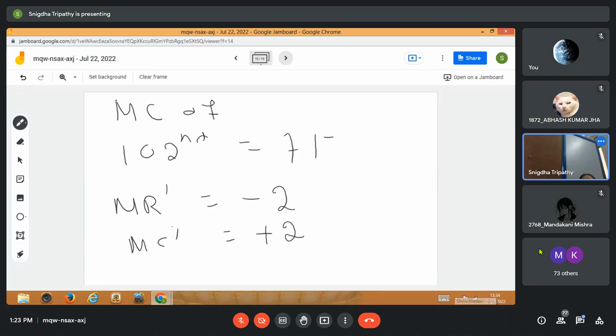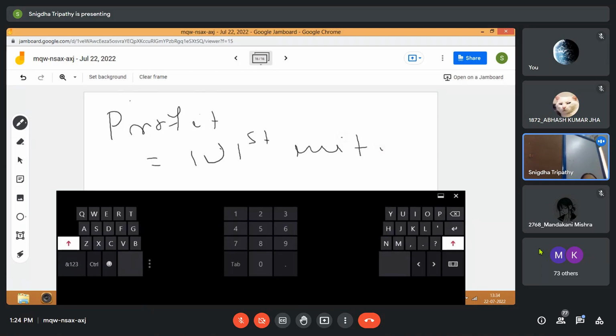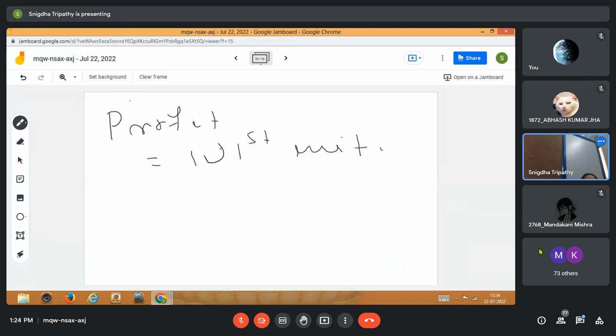That means now the slope of the marginal revenue is less than the slope of the marginal cost, and under this condition the 102nd unit of output is not the profit maximizing output. So the profit maximizing output here will be the 101st unit. Clear now? Okay, understood? Yes, students, can you hear me?